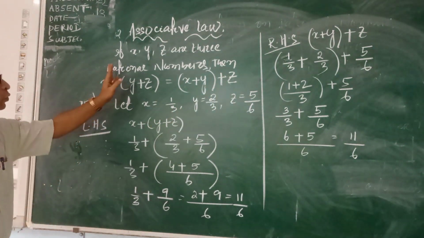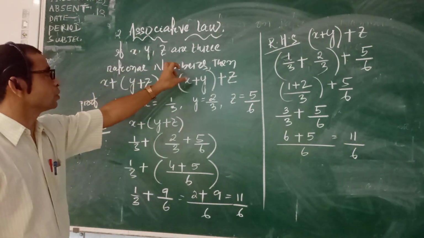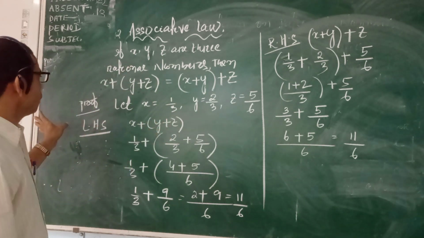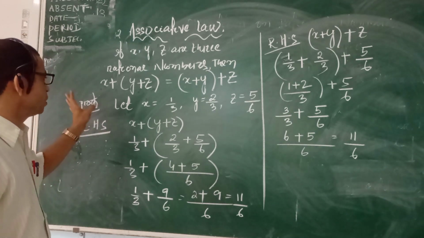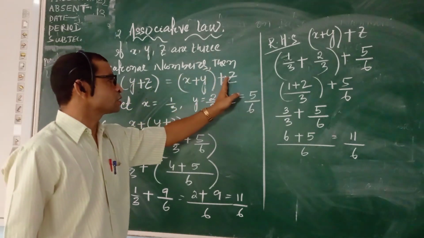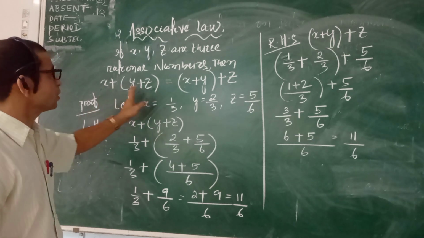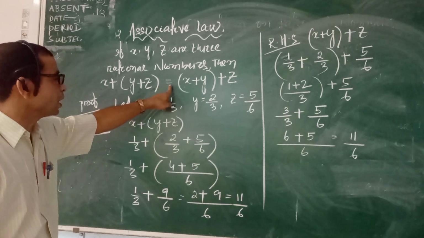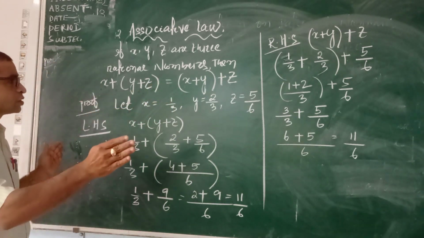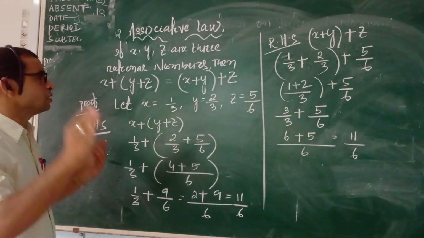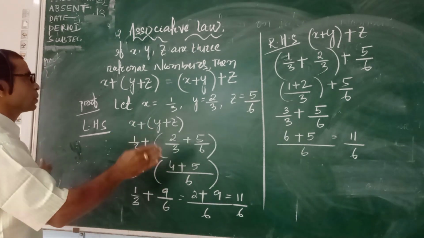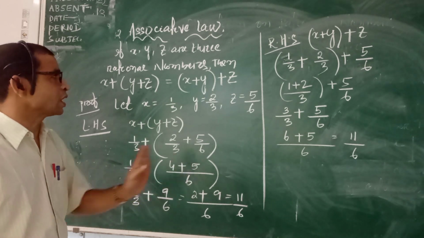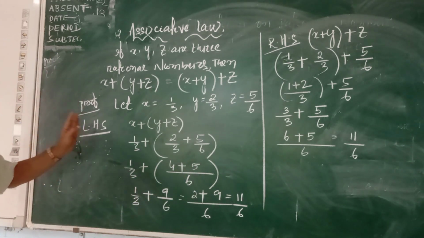Now, as I told you, when you talk about the associative law, it always involves three rational numbers. Clear? Now, how to verify? Let us verify whether the LHS value is equal to the RHS value or not. If it is not, then it will not satisfy the associative law. When the equal to symbol is given, definitely we must get the same value on both sides. Then only will the associative law be satisfied. So let us verify.